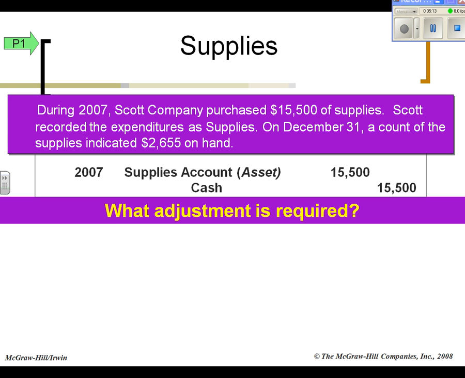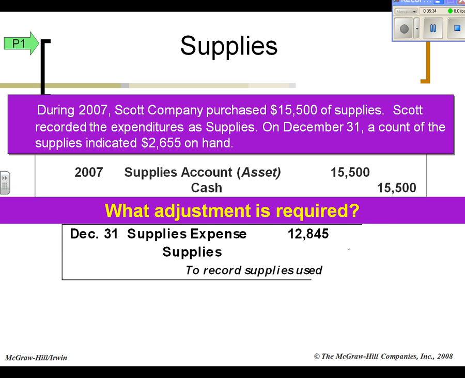If you had $15,500 in the beginning of this time period, but at the end, when you're ready to record an expense, you only have $2,655 worth of supplies on hand. Just take the difference, and that's our supply expense. That's what we used. So I want to record an expense. As of December 31st, I'm going to record supply expense for $12,845.